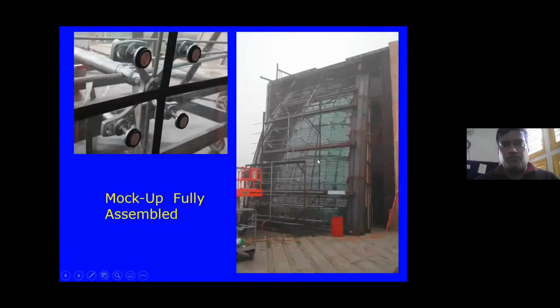So this is the full mock-up assembly. If you see this small yellow thing here, that is a hydraulic jack. That is the jack that would move this whole thing, the racking, by the same displacement for approximately what the 30 feet is, to simulate an earthquake. And this is the actual assembly of the mock-up.